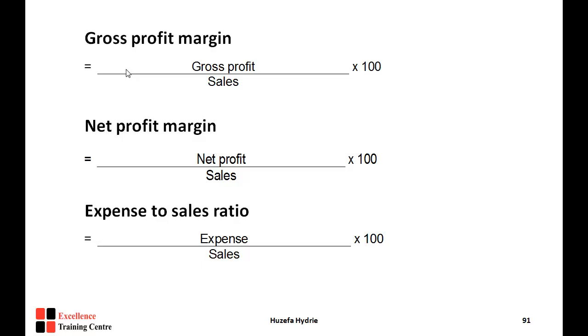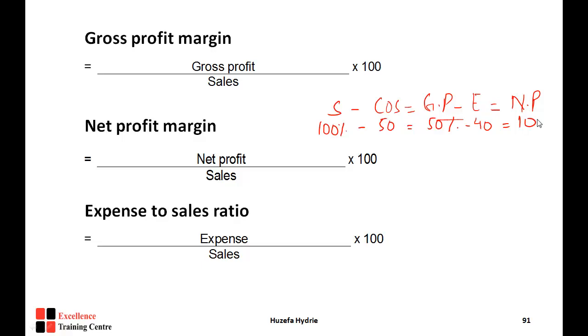So let's say we have sales minus cost of sales is equal to gross profit, minus further expenses, which gives us net profit. So you can say my sales is 100% minus cost of sales, let's say 50, which gives you gross profit margin 50, from which you further deducted expenses of 40, so your net profit is 10%.